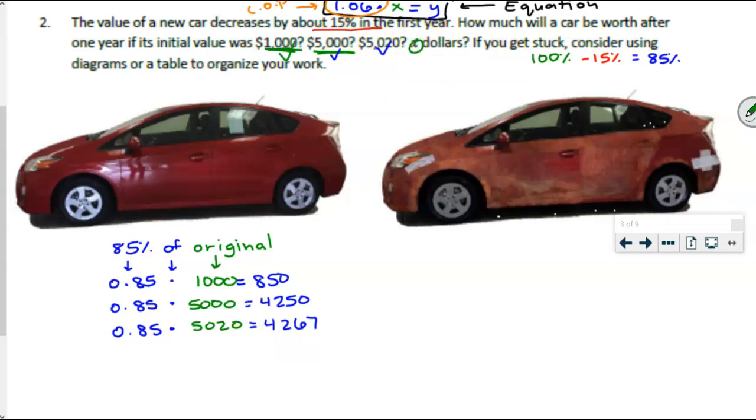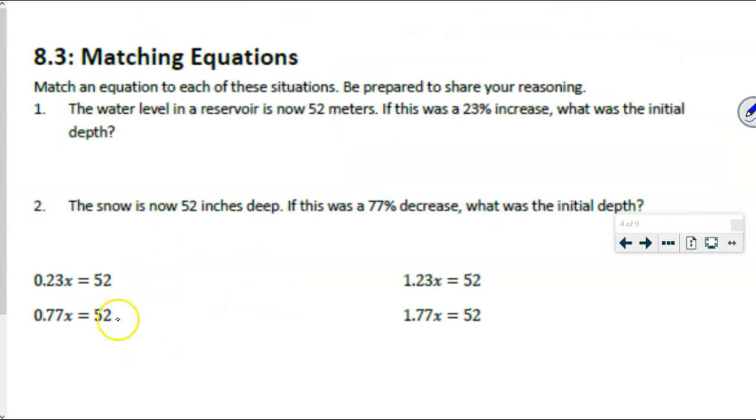What if instead of 5,020, what if it's just X dollars? What do I do now? Stephen? Yep, 0.85 times X. X is whatever that original amount is, and what is that going to be equal to? Y, because we don't know what that is either. Okay, that represents the new amount. Take the original amount, multiply it by 85% or 0.85, and we get the new amount. With that in mind, you're getting pretty good at writing those equations now, right?